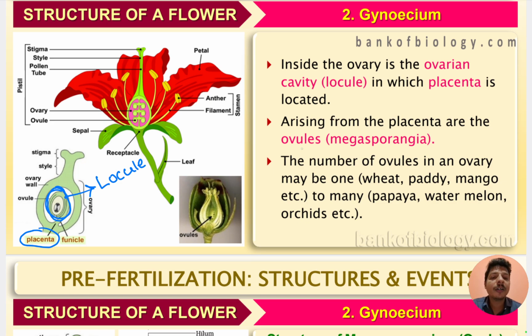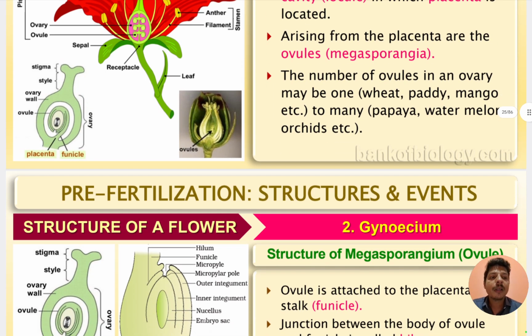Arising from the placenta are the ovules, megasporangia. Here you can see these are the ovules, which are called megasporangia. The number of ovules in an ovary may be one, as in wheat, paddy, mango, etc., or many, as in papaya, watermelon, and orchids, etc.